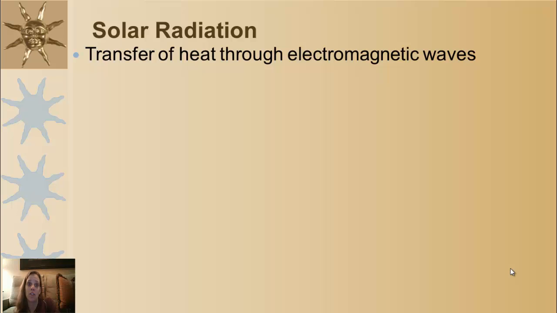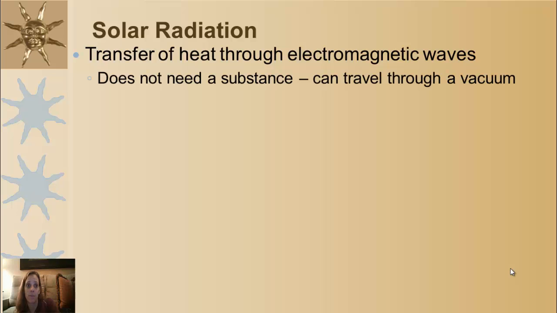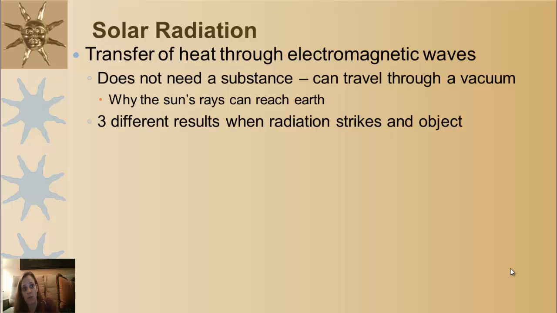Solar radiation is the transfer of heat through electromagnetic waves. It doesn't need a substance. It can actually travel through a vacuum, which is why the sun's rays are able to reach Earth. Space is a vacuum, but solar radiation can still travel through it via a wave.